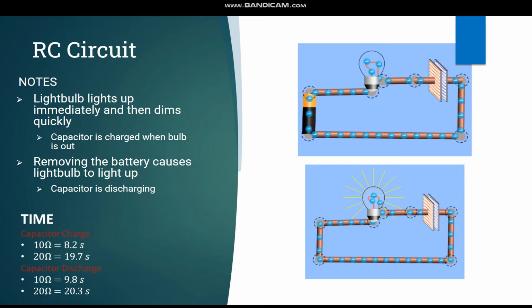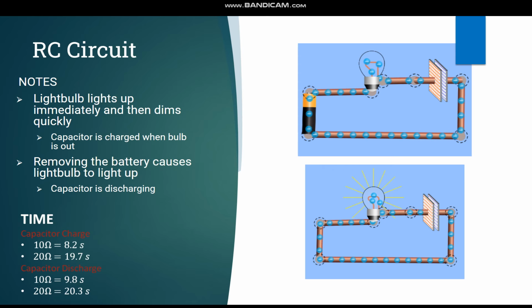So RC circuit, so the light bulb lights up immediately and then dims quickly. The capacitor is charged when bulb is out, and removing the battery causes the light bulb to light up, which means the capacitor is discharging. And we measured how long it would take to do this.